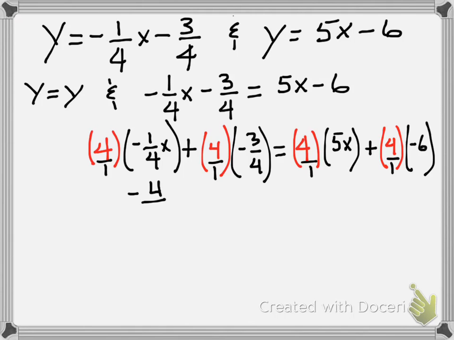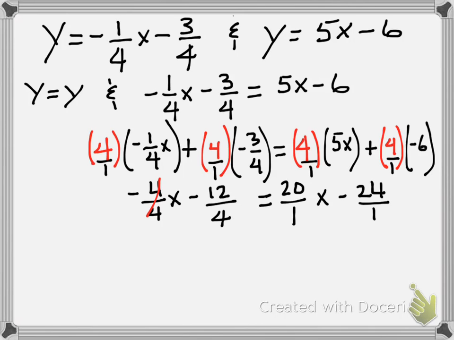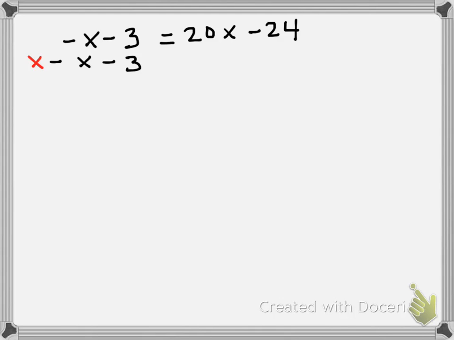And we end up here with negative 4 over 4, negative 12 over 4, 20 over 1, and negative 24 over 1. Ladies and gentlemen, by simplifying, we get negative x minus 3 equals 20x minus 24. That's just copying the problem over to get to the next page. Negative x minus 3 equals 20x minus 24. We need to do the additive inverse of the x to get all the x's, which means the variables, on one side of the equation.